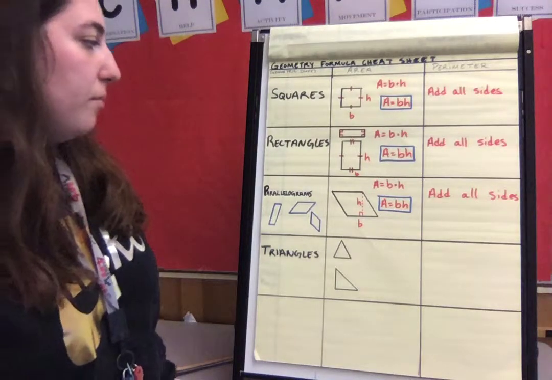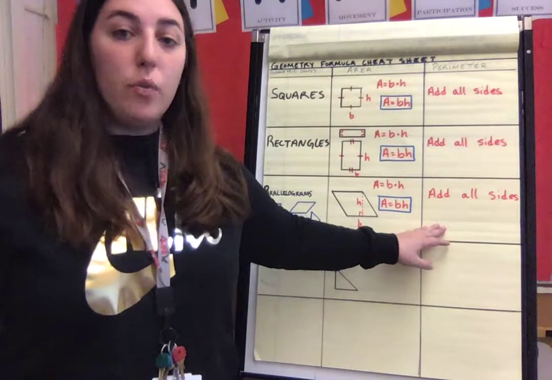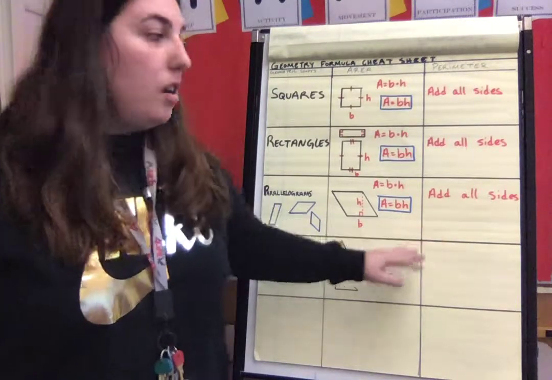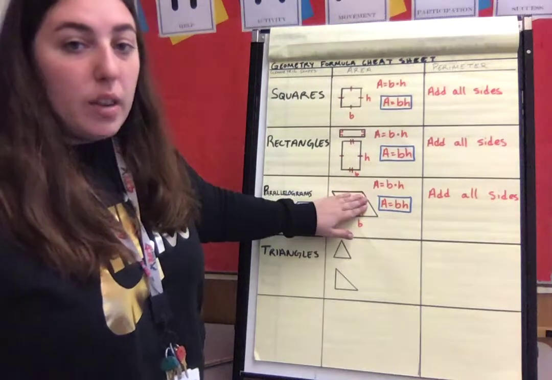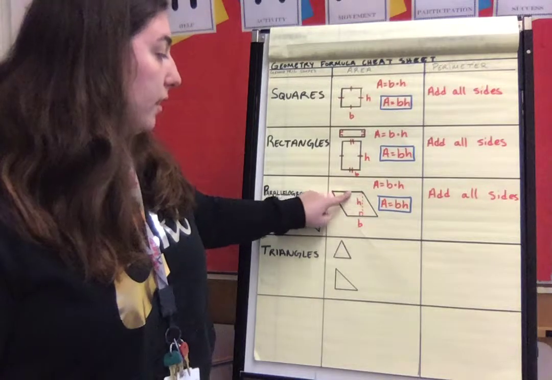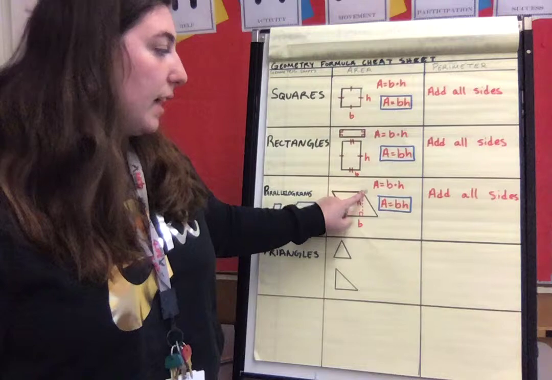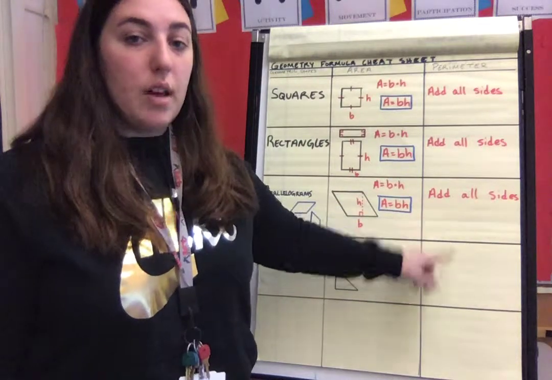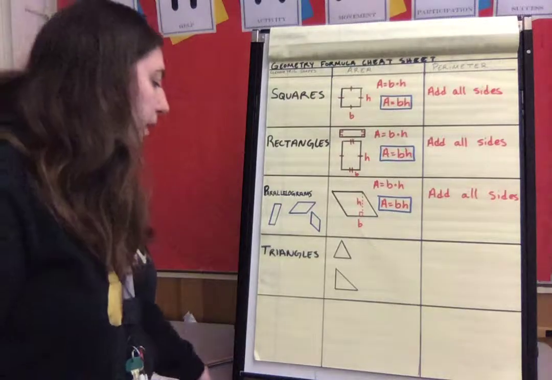And then again with a parallelogram, to find perimeter, we are adding all sides. So this time we are ignoring height. Ignore the height, you are adding all sides to find perimeter. So we're going to add this side, plus this side, plus this side, plus that side to get our perimeter. We will go over some examples in a couple minutes.